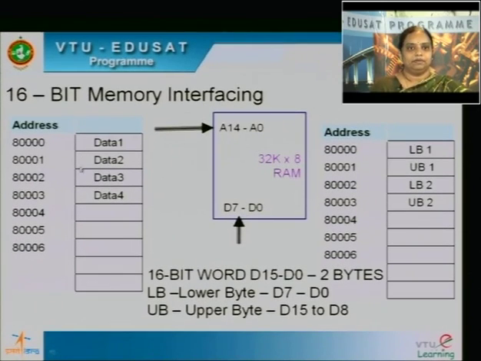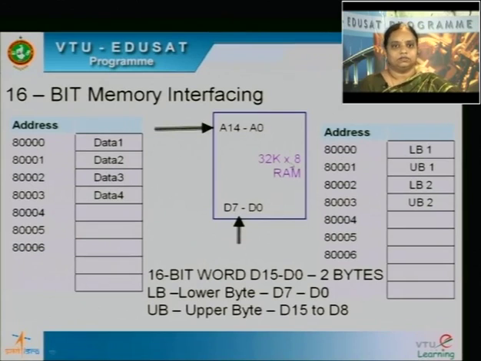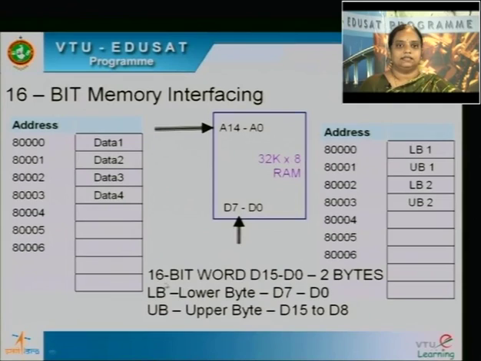You have 2 power k memory locations. Each location will contain 8-bit data because it is 32K into 8. So let us say in one location it has data 1, next location data 2, and so on. The size of each data here is 8 bits. Instead of byte data, if you have word data, let us say a 16-bit word, the 16-bit word data is D0 to D15.